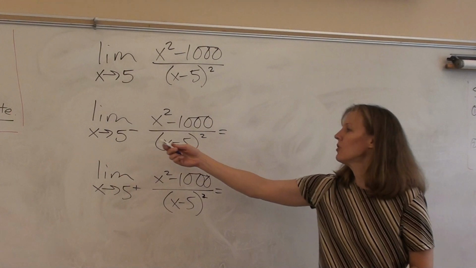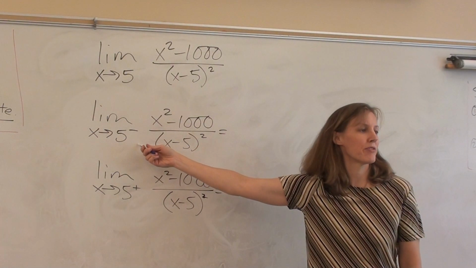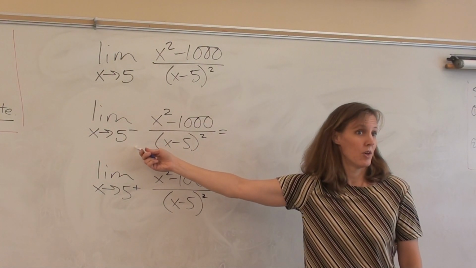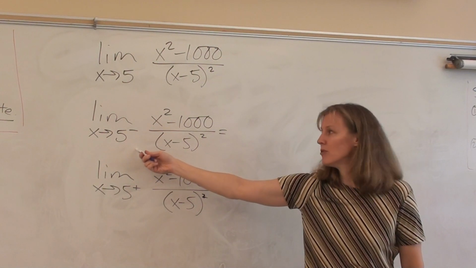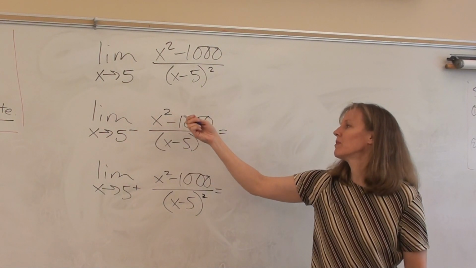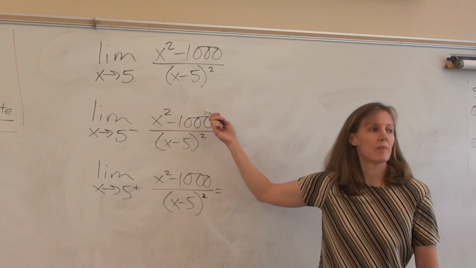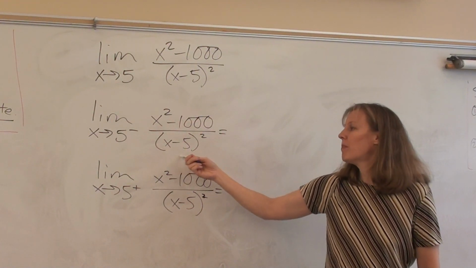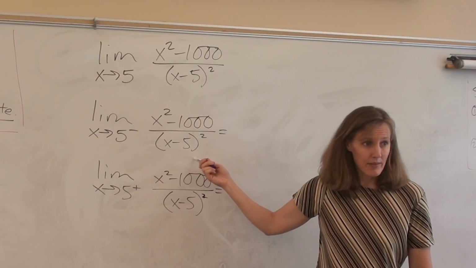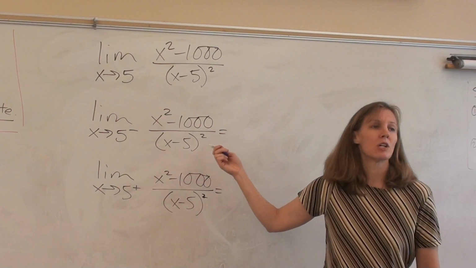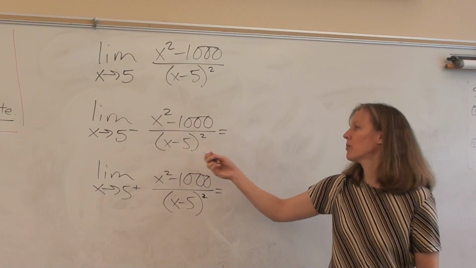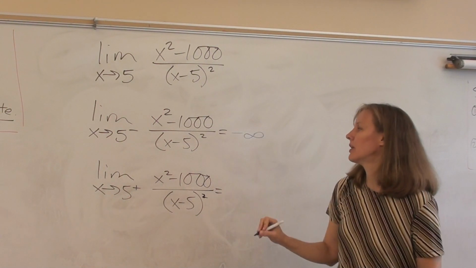Okay, so if I pick a number, what's a number close to 5 from the left? 4.9. 4.9 squared minus 1,000, is that negative? That's negative. The bottom is always what? Positive, because we're squaring it, right? So we get negative over positive, that is negative.